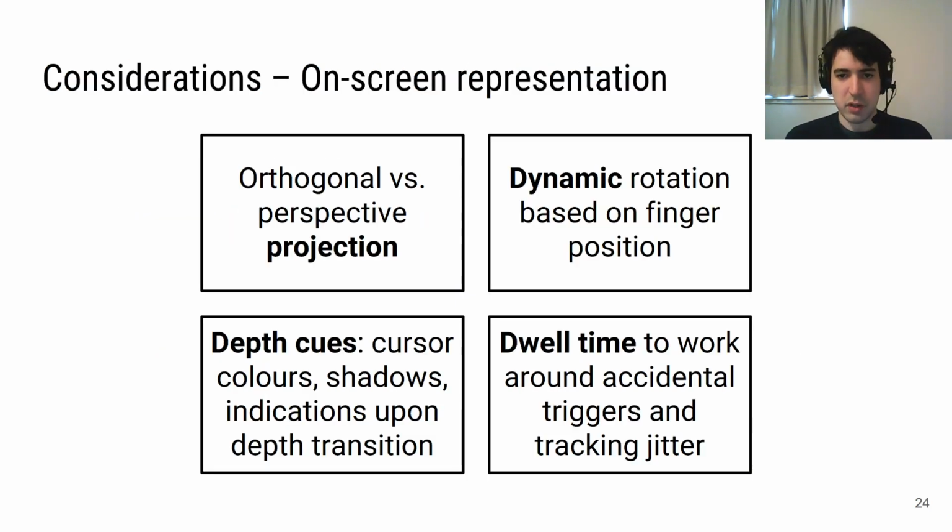Finally, I want to talk a bit about the on-screen representation of the 3D cube. We chose to use orthogonal projection, but perspective projection may be a good alternative. It may also be useful to dynamically rotate the cube based on the finger position above the screen to help 3D visual thinkers. We chose to use cursor colors as depth cues for what layer the user's finger was on. But there are other possibilities, for example, using shadows or indicating when a layer is changed as opposed to the absolute layer. This might actually help increase shoulder surfing resistance. It may also be useful to add dwell time to work around accidentally triggering and also tracking jitter from the equipment.